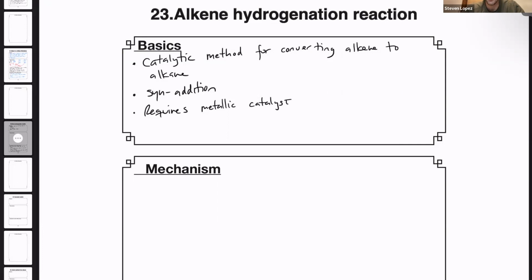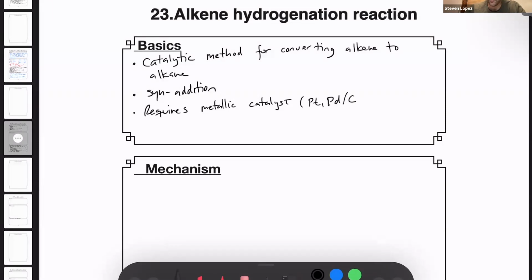These involve syn additions, which means that we're adding the hydrogens to the same face of the pi bond. We'll talk about that more in the mechanism section. This requires a metallic catalyst. Some examples that work are platinum, palladium, palladium over carbon, and nickel. And then there are two examples, a homogeneous and heterogeneous.